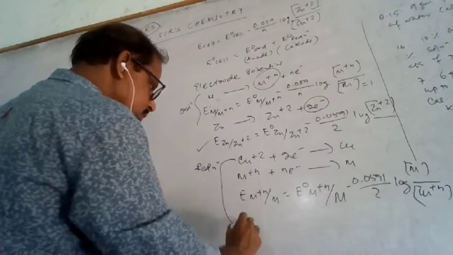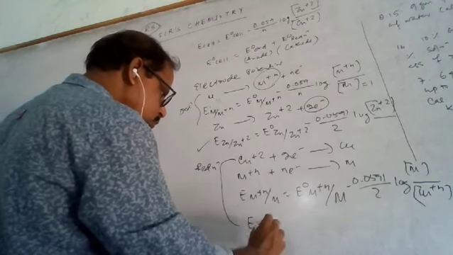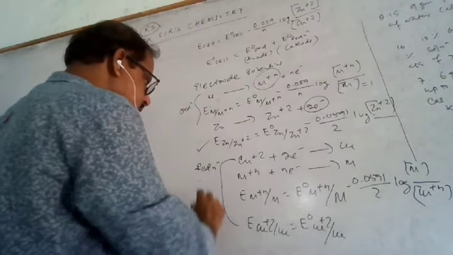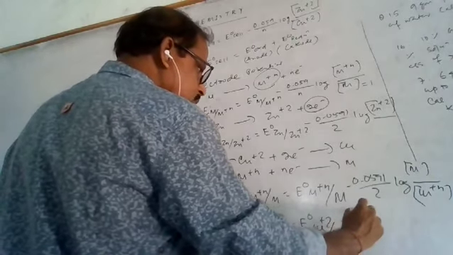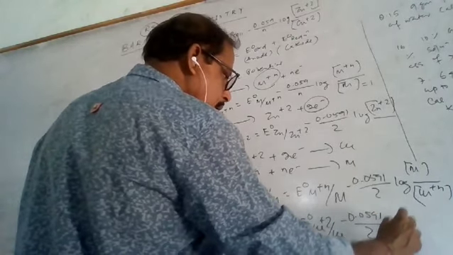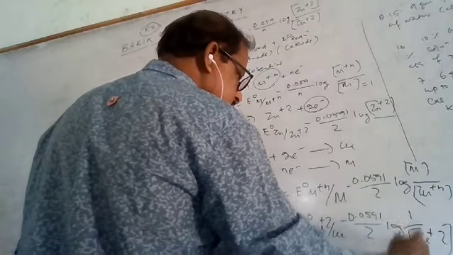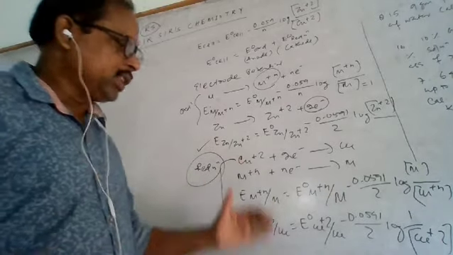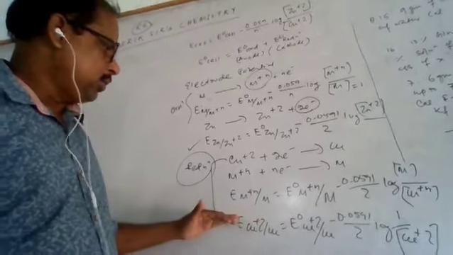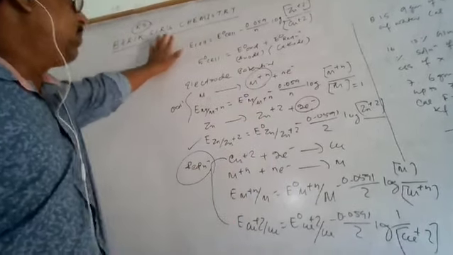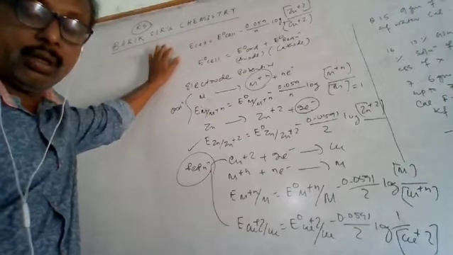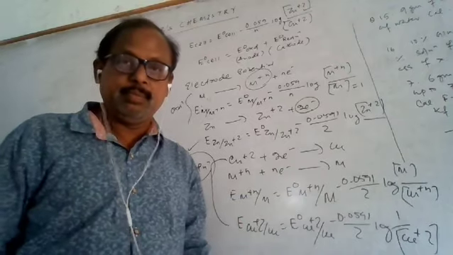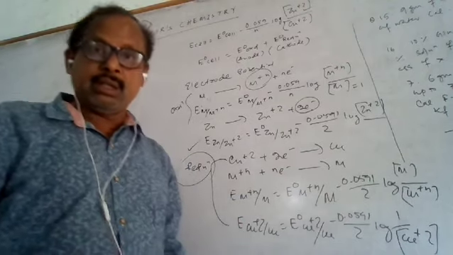For copper, the E of copper plus 2 to copper is equal to E naught copper plus 2 to copper, that is the reduction potential, minus 0.0591 by 2 log 1 by copper plus 2 concentration. So that is what I have written here. This equation is for the electrode potential, and the other one is for the cell potential. Okay, so now I hope you understand the things.